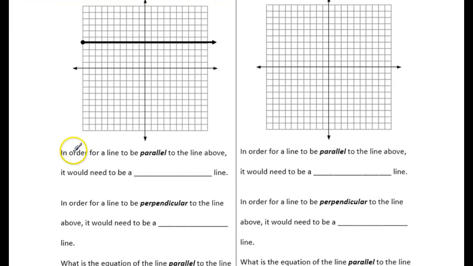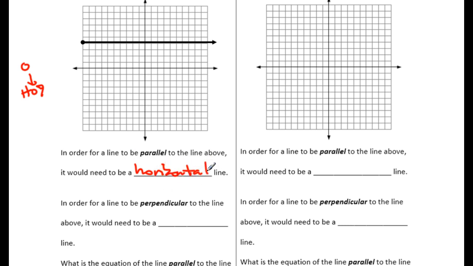Alright, so the next part says, in order for a line to be parallel to this line above, it would need to be a... So think about this. We just did a HOY line, horizontal. And remember, the slope is a 0 slope. So if it's parallel, I want it to be the same slope, so it's still going to be a HOY line. So it's still going to be horizontal, because it'll have the same slope.